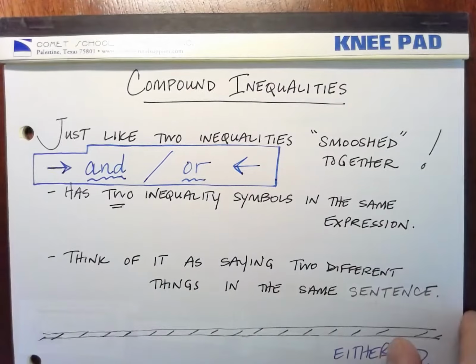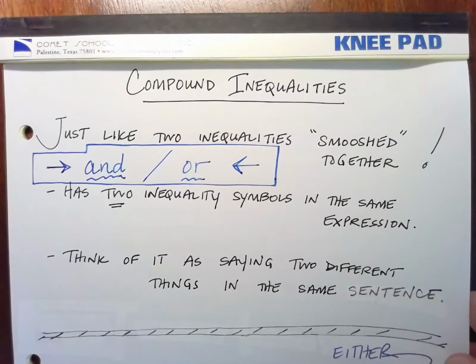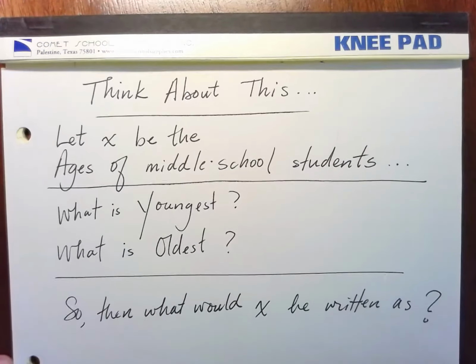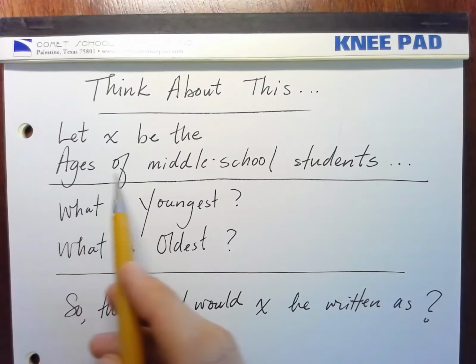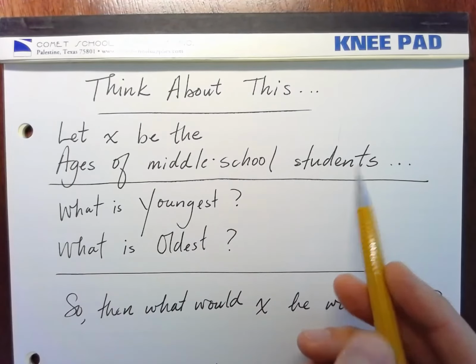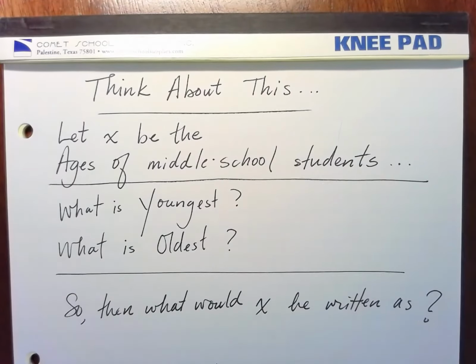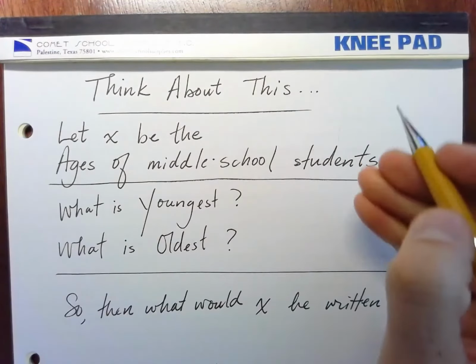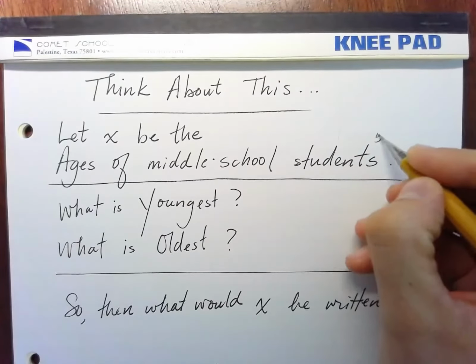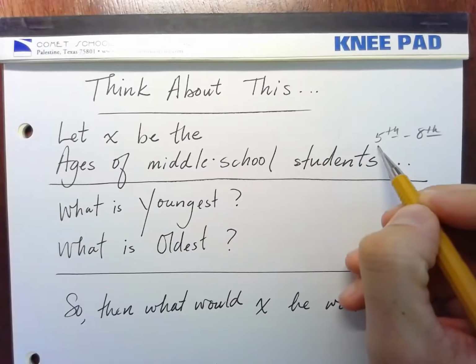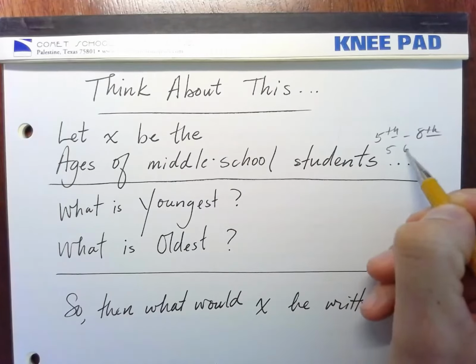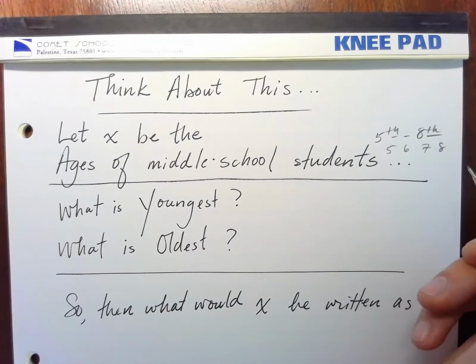So before we go any farther here, I want to look at this. Okay, think about this. Let X be the ages of middle school students. Okay, and so we have students from 5th through 8th grades. So that's 4 grade levels, right? 5, 6, 7, and 8. So there are 4 grade levels.